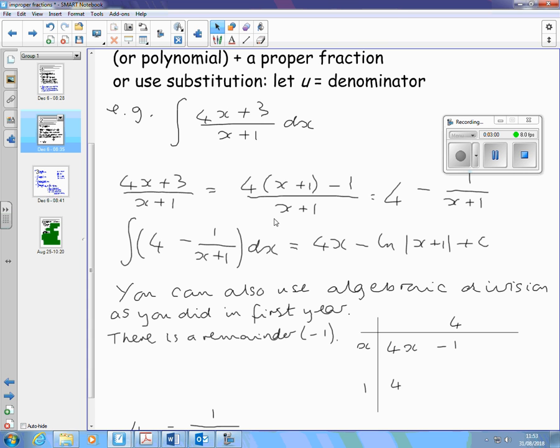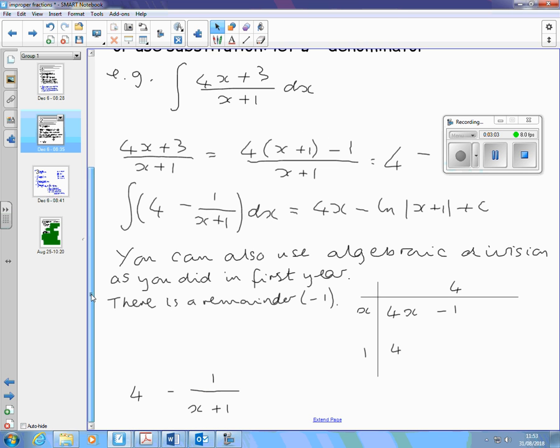Instead of using this method of division, you could use algebraic division the way you did it in the first year, but x plus 1 doesn't divide exactly. You get a remainder of minus 1.